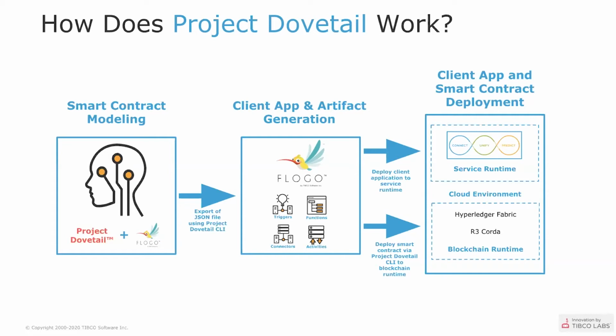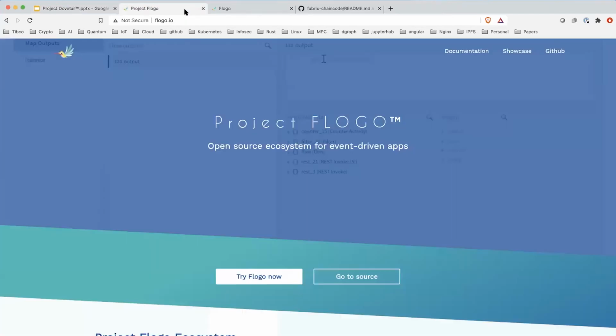The first one, if it's your client application, is just a normal Golang application that you can run on your cloud of choice. And the smart contract modeling, you can deploy it in your blockchain of choice, in this case, Hyperledger or R3 Corda. So that's pretty much, in a nutshell, what we're trying to achieve here. Quick demo on how to get started.